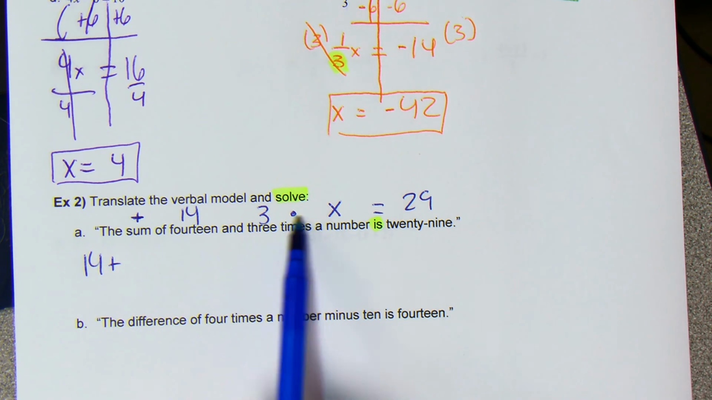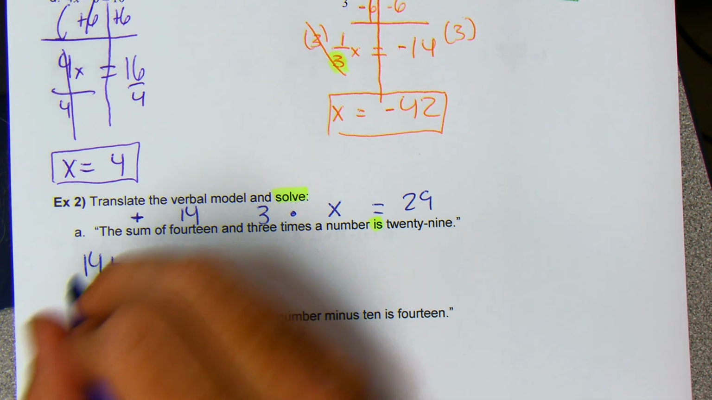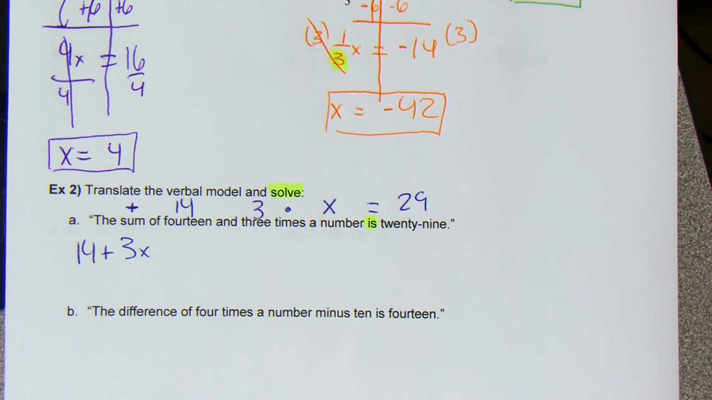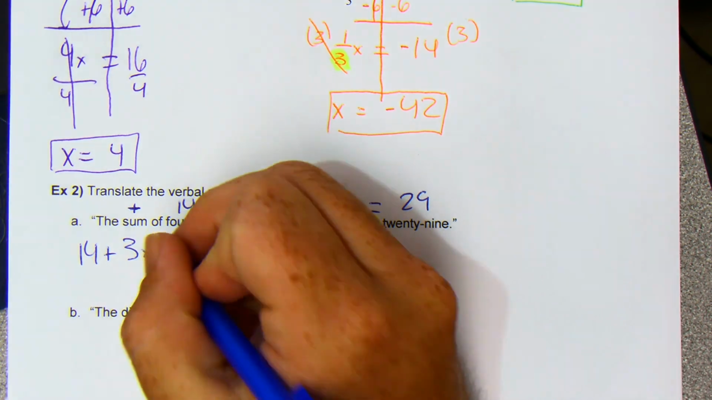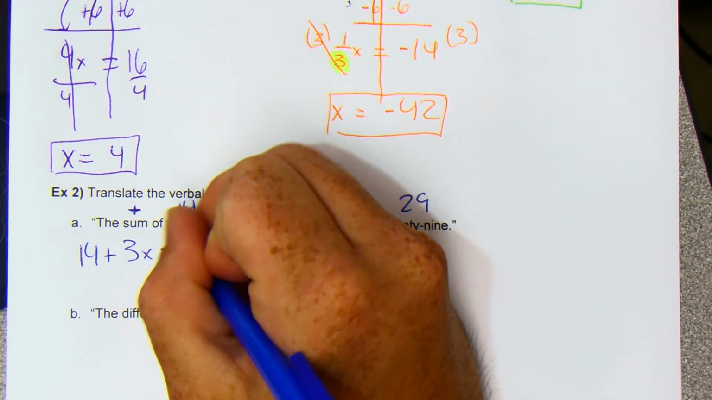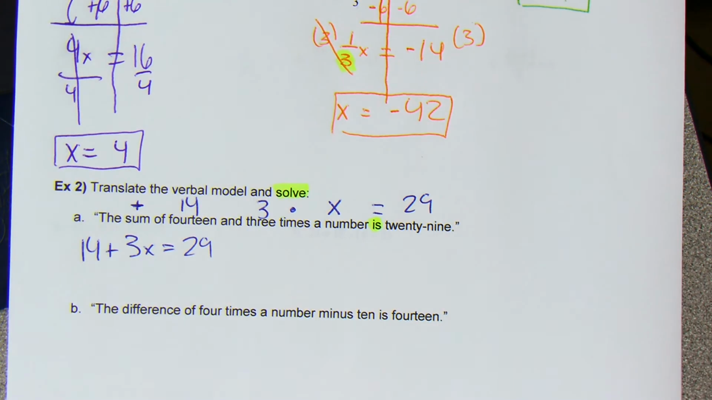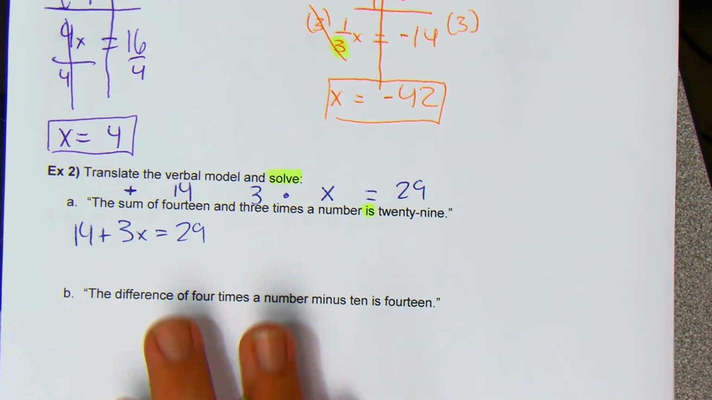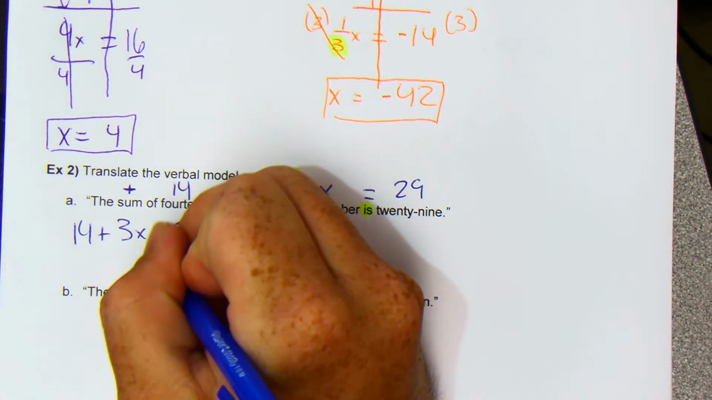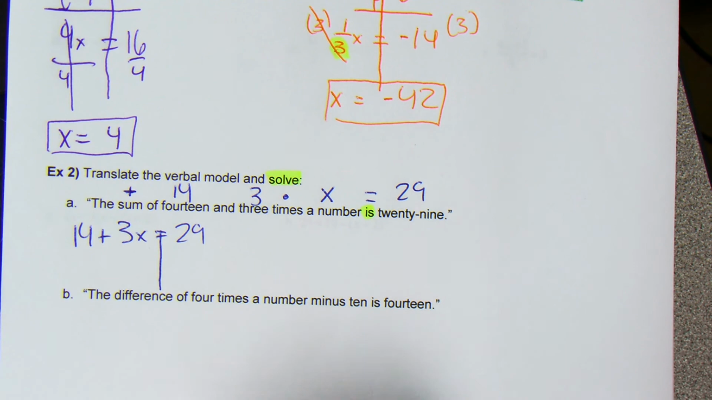I'm not going to write 3 times x like that. I'm just going to write 3x, because we know that when my variable is right next to my number, that's multiplication. So 14 plus 3x, and it tells us that equals 29. Now we have 14 plus 3x equals 29, and we can solve this problem like we normally would. We don't have a whole lot of room, so I'll have to move over, but the first thing we want to do is kick out what is not attached to us.